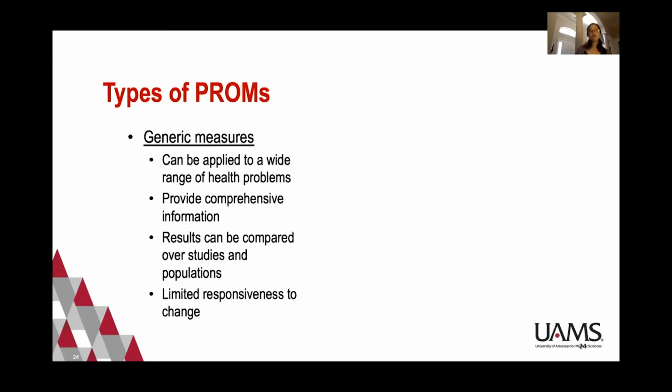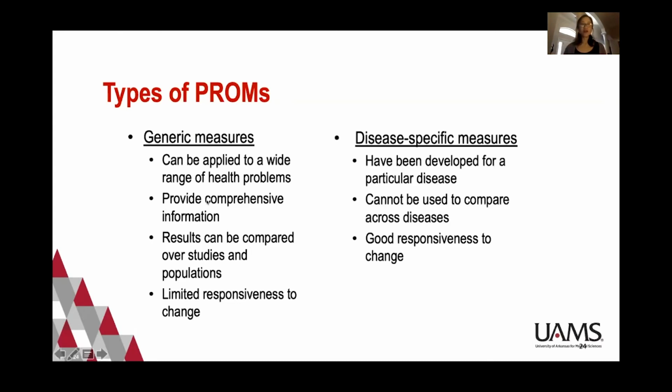So now we can move to the next set of PROMs. I would like to highlight that there are 2 different types of PROMs. First, generic measures. Second, disease-specific measures. From the name of the measure, you get the idea, right? The first set is generic, that can be applied to any health problem or condition, and can provide comprehensive information because it captures the overall health-related concept, or perceived health, of the patient.